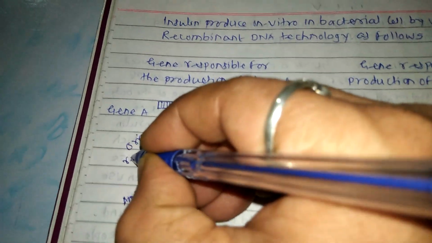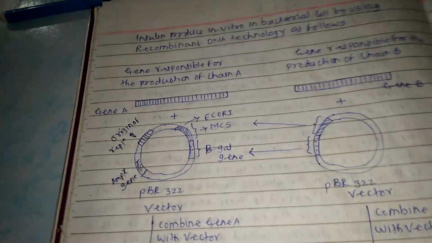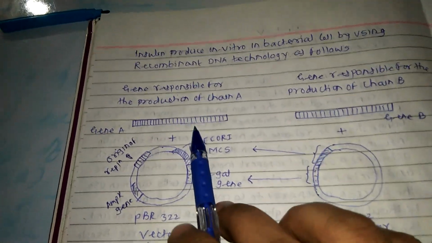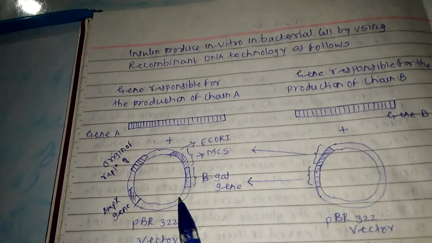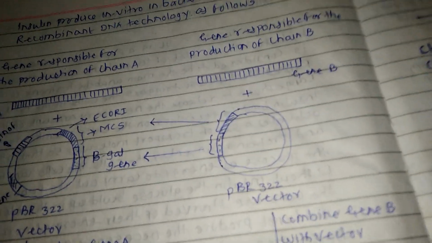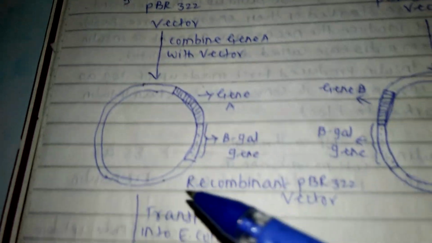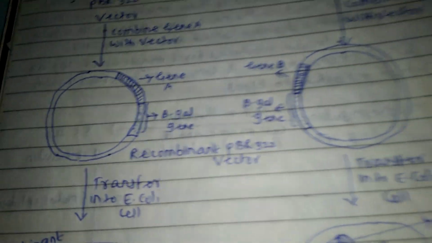Now this origin of replication is required for the replication of that vector or plasmid in a bacterial cell. The same structure is here also. Now these genes are separately integrated or attached with this vector. Gene A attaches to this vector, gene B separately attaches to the second pBR322 vector. After attaching, the vector which is prepared is now called a recombinant pBR322 vector.